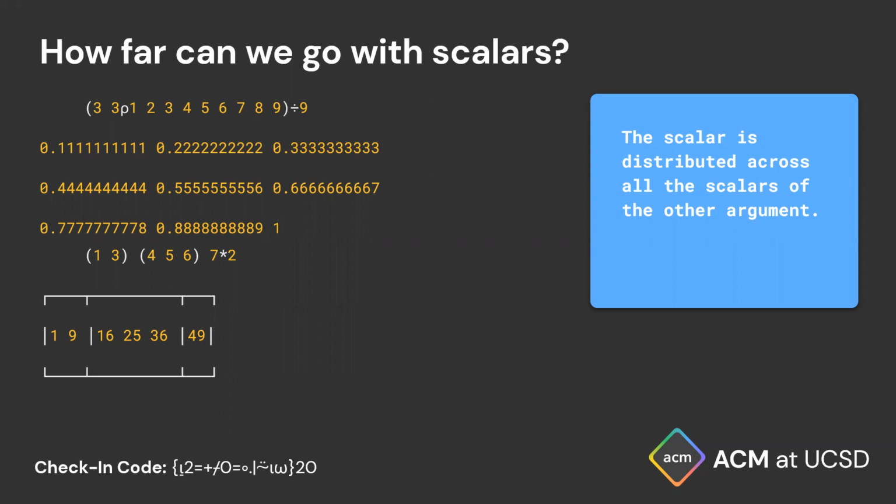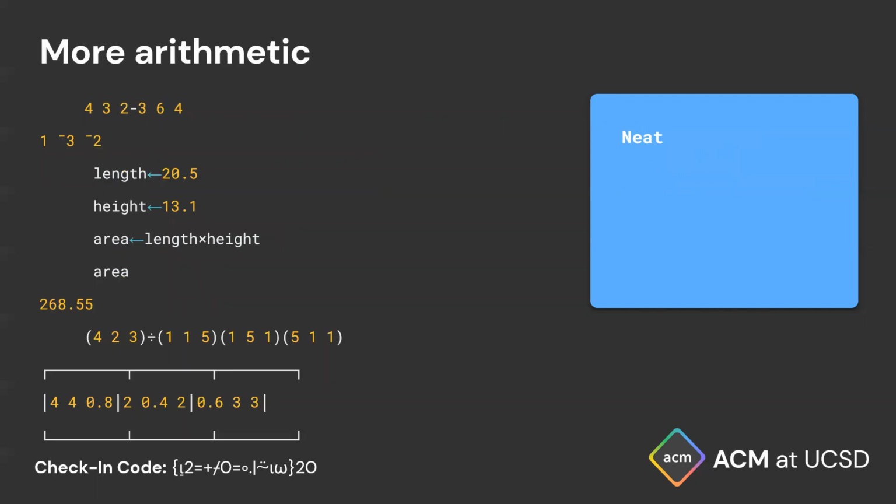In the second example, the way to read this is that everything to the left of the asterisk is one single multi-dimensional array, and then each of those elements gets raised to the power of 2. So here we have 1 squared is 1, 3 squared is 9, 4 squared is 16, 5 squared is 25, 6 squared is 36, and 7 squared is 49. So yeah, scalar function operators get distributed throughout all the elements of the array.